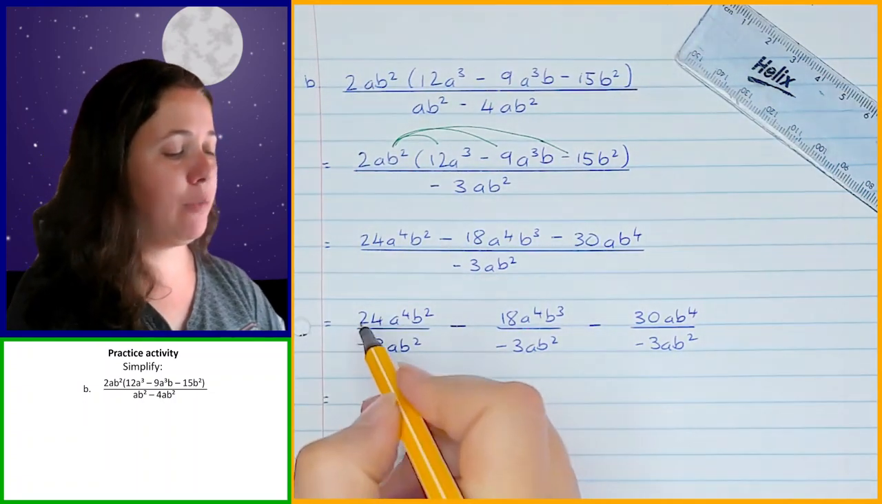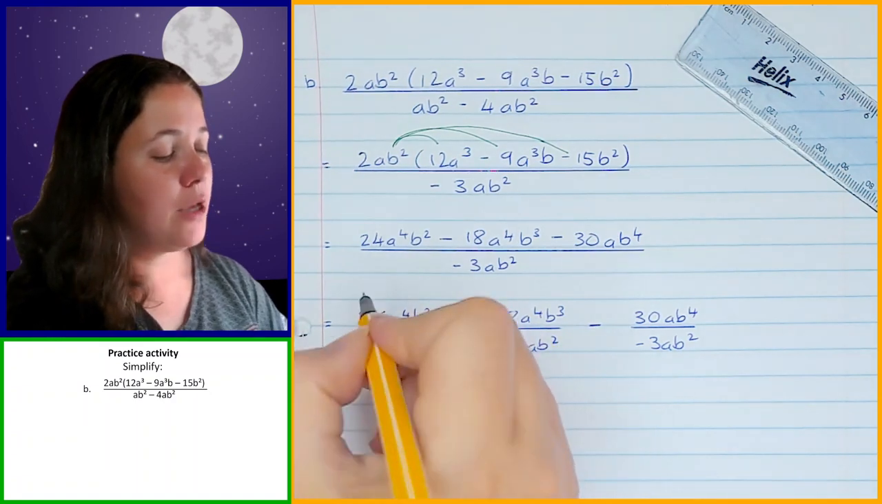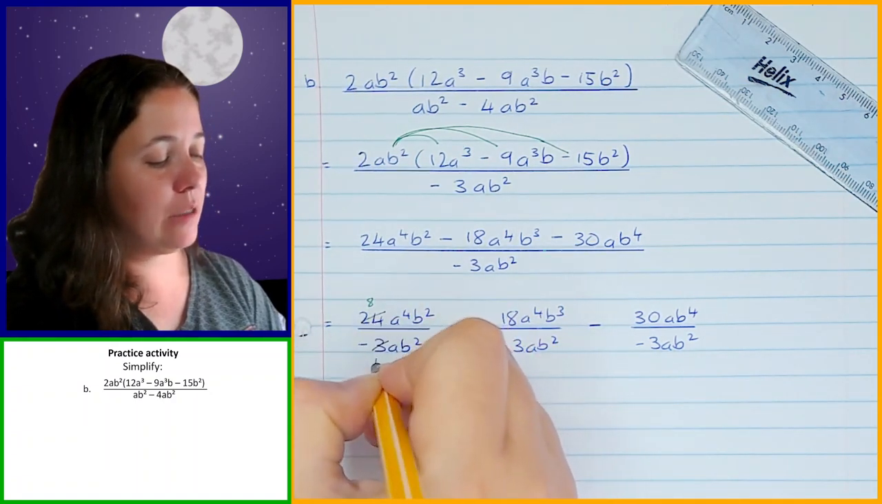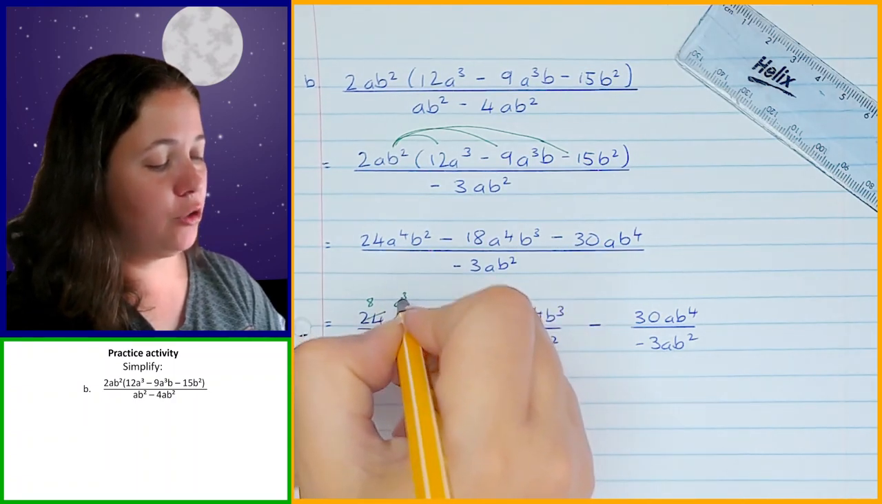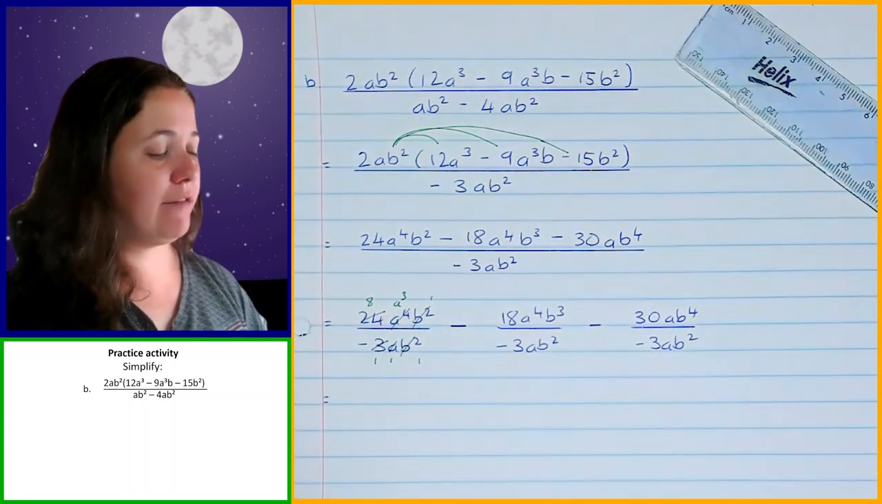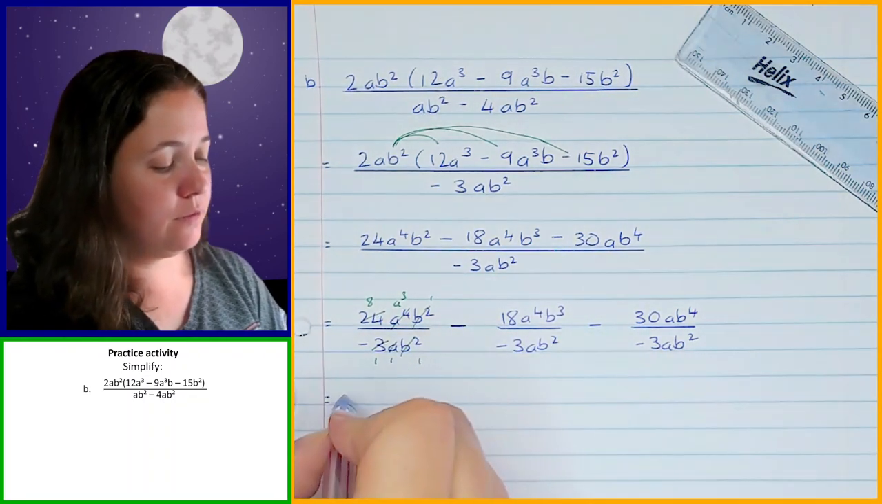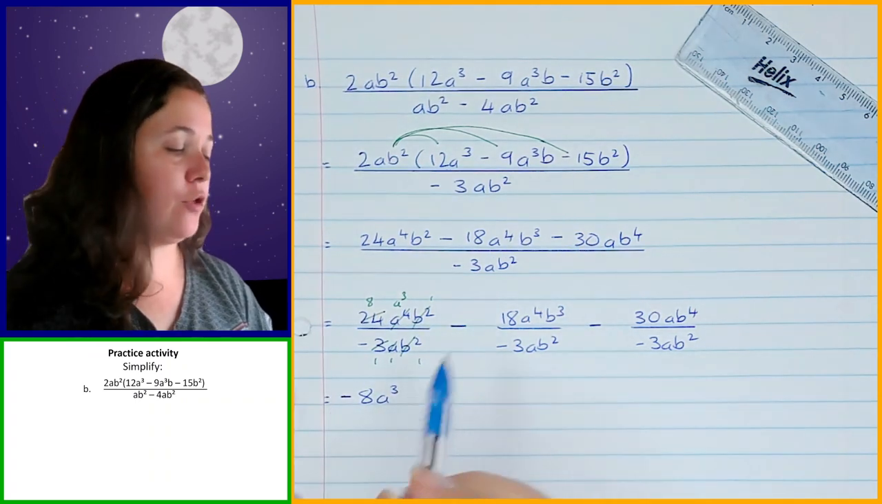So over here, a positive divided by negative is going to be negative. 24 divided by 3, 3 goes into there 8 times and there once. A to the power of 4 over a, that gives me a cubed over 1, and those cancel completely. So that gives me negative 8a cubed. That's all you should have got from that first term.